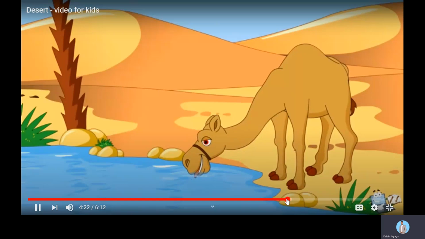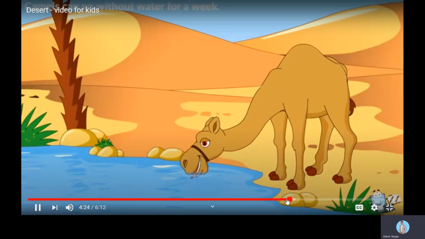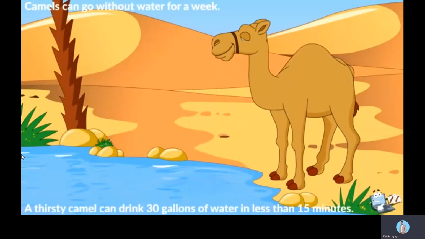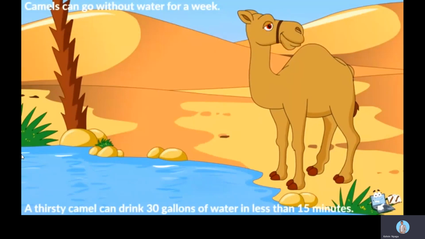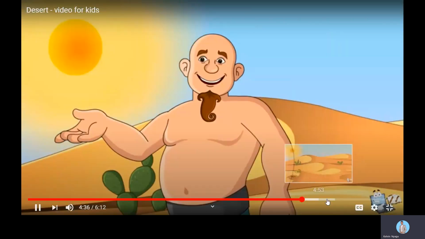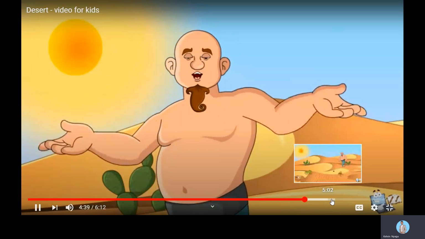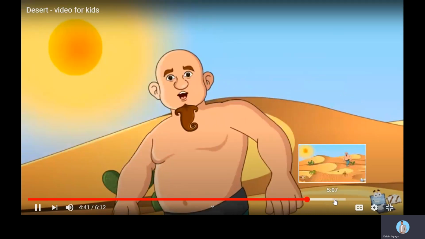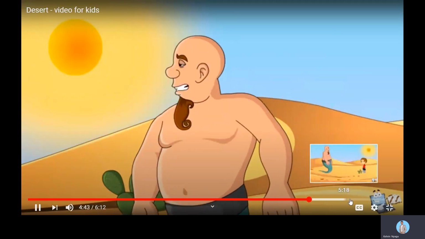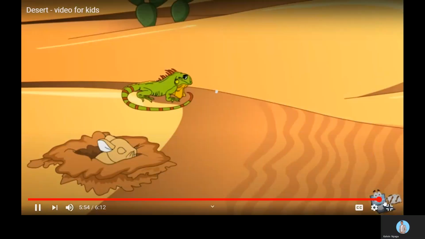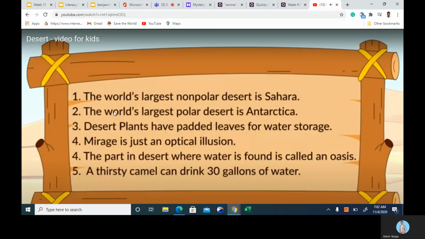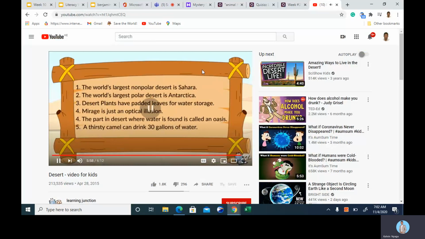Desert. Camels can go without water for a week. And that's the first animal. Can drink 30 gallons of water in less than minutes. Animals that live in the desert also have the habit of eating little water. Let's also look at plants. You have learned so much about desert.